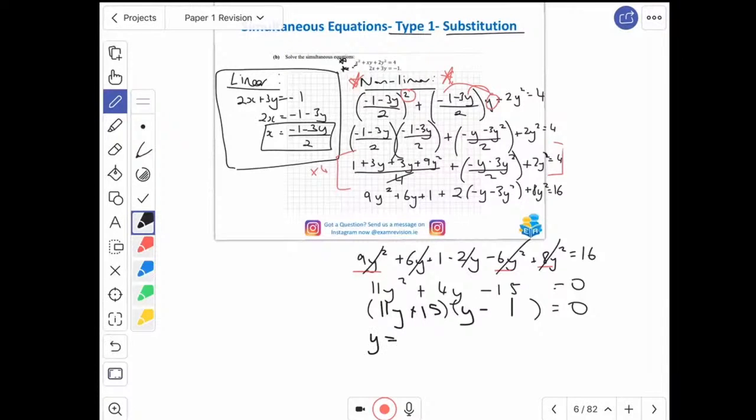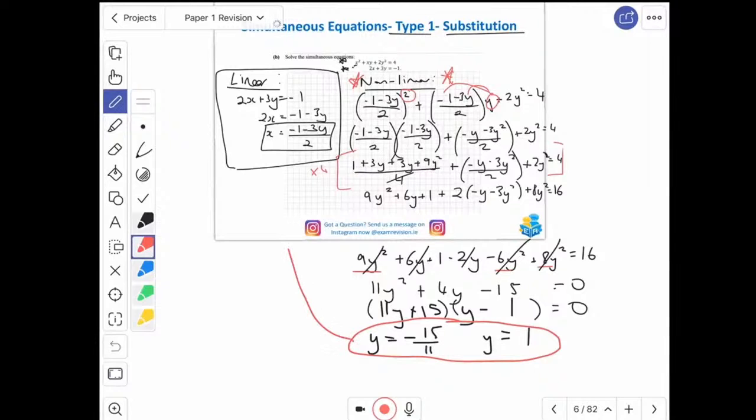So you let each of these brackets equal 0. You're going to get y equals minus 15 over 11 and y equals 1. At this point, we're nearly there. We've got our two y values. So now I need to go and substitute that back in to get my x value. Just remember that when we have our two values, either x or y, you're going to substitute them back into your linear equation. That's obviously just the easiest thing to do, so that you're not messing around with the quadratic.